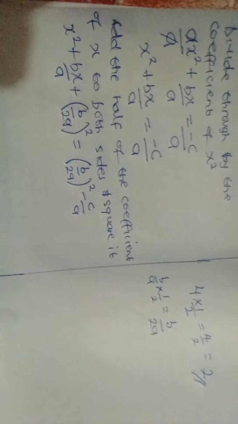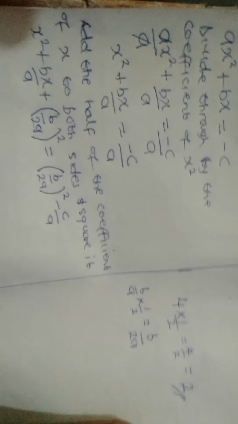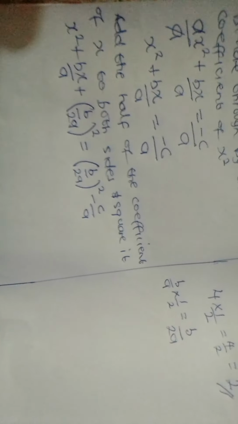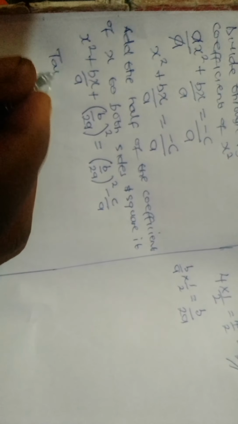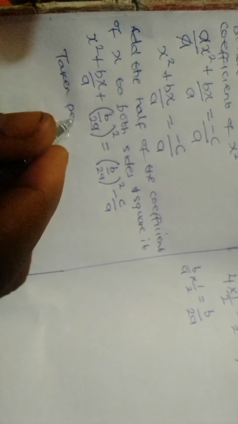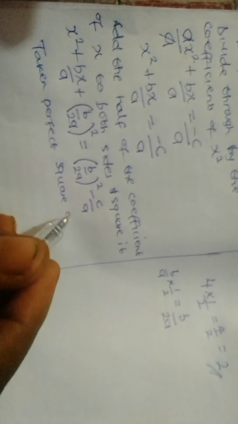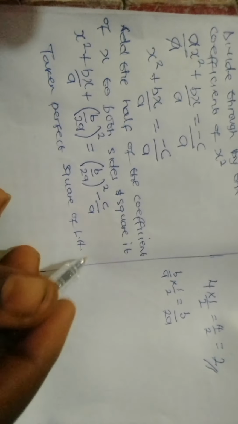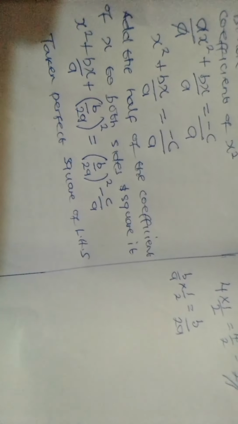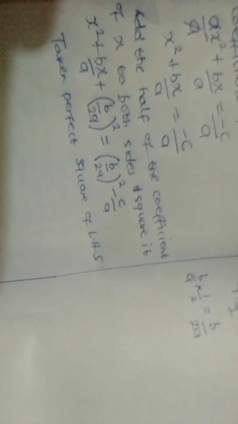Are we there? Okay, so at this point in time, what do we do? Now we said take the perfect square of the left hand side. The left hand side is the side at the left of the equality sign.